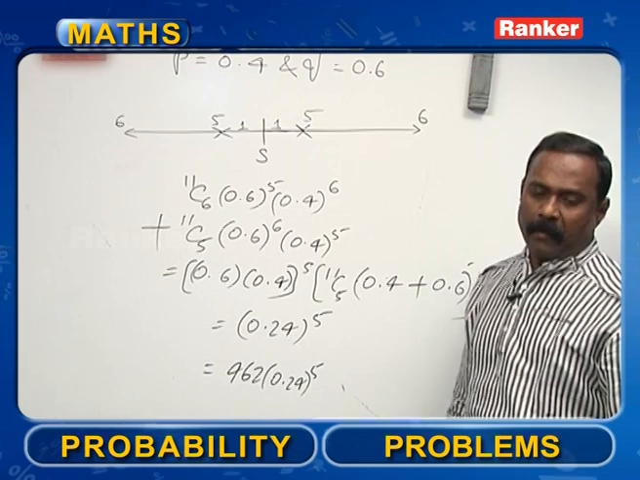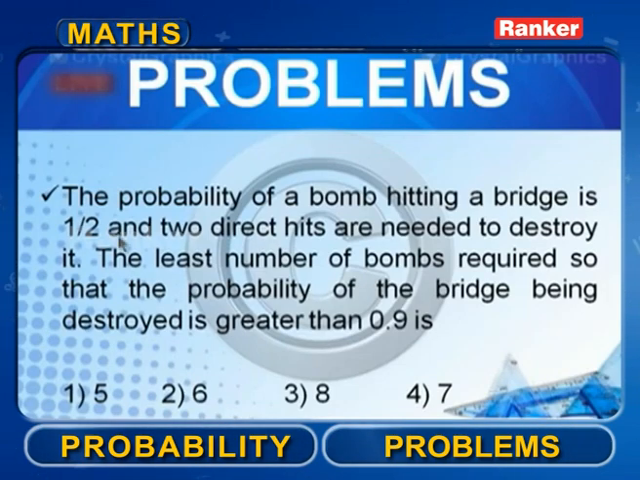The probability of a bomb hitting a bridge is 1/2, and 2 direct hits are needed to destroy it. The least number of bombs required so that the probability of the bridge being destroyed is greater than 0.9. A little different problem. Here he has given us the probability, but the number of attempts is not given.